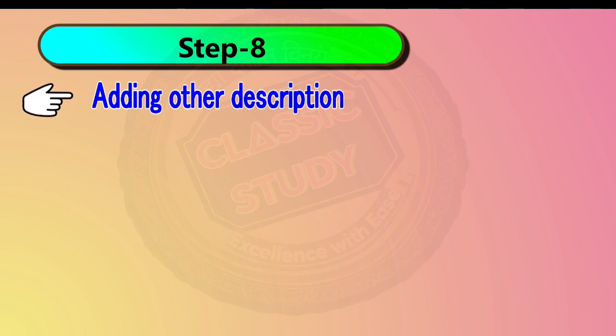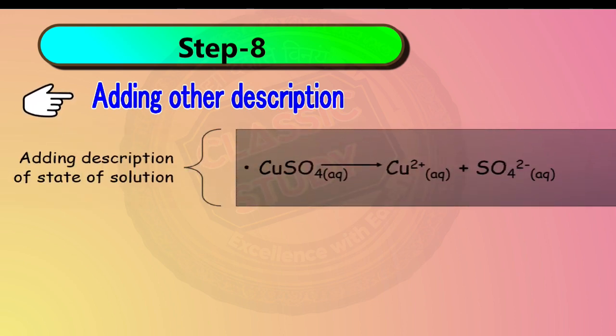Further moving on, step 8, we can add a few more descriptions to this reaction. First we can put the description of the state of solution. In this reaction, CuSO4 aqueous results in formation of Cu2+ aqueous and SO4 2- aqueous. These are ions of copper sulfate. So we can understand the entire reaction is taking place in aqueous state. This is taking place in the solution with water.